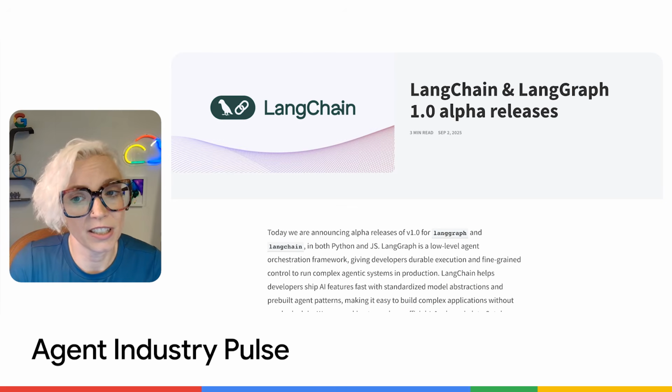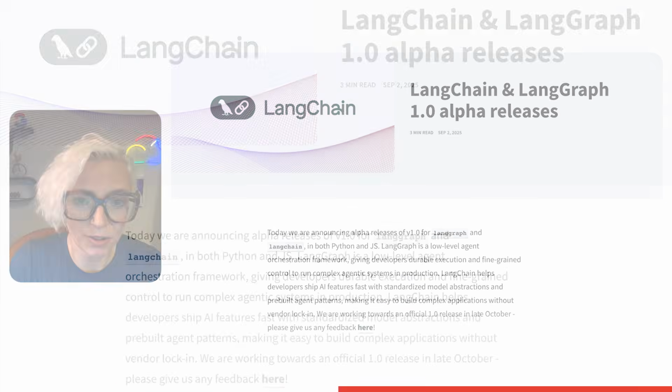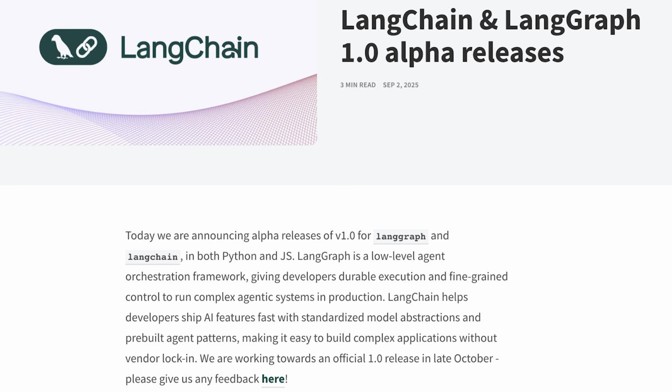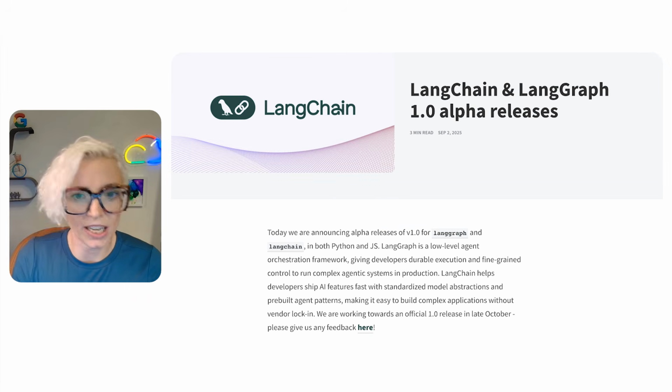Amazing. Thanks so much for sharing it. But now it's time for the Agent Industry Pulse, where we chat about some of the recent developments in the world of agents. So, LangChain just dropped the 1.0 alpha. They're refocusing the entire library around a new unified agent abstraction built on LangGraph, which means production grade features like state management and human in the loop are now front and center.